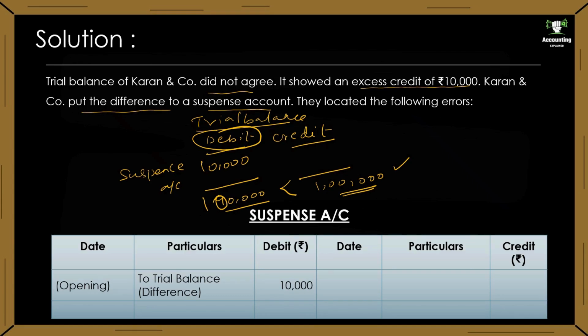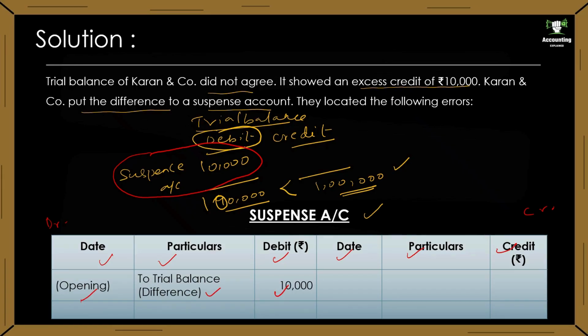Now, you open the suspense ledger account. This will look like any other ledger account with the columns of date, particulars, debit, date, particulars, credit. On the left side, DR, on the right side, CR. This is the format of a ledger account. Now, opening balance of suspense account is rupees 10,000 on the debit side. See the trial balance, right? So that should be taken in the suspense account ledger on the debit side, opening to trial balance difference 10,000 rupees.